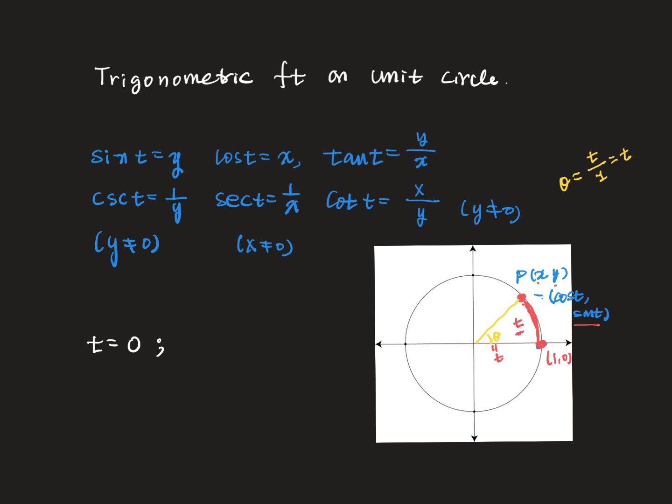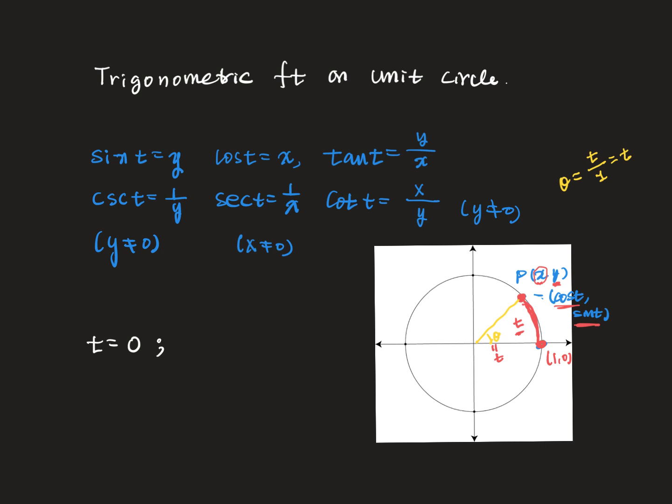Cosecant, of course, is 1 over sine, the reciprocal. Secant t is 1 over x. Cotangent is x over y. One more time: on the unit circle (x, y), x represents the cosine value, y represents the sine value, and tangent is y over x.